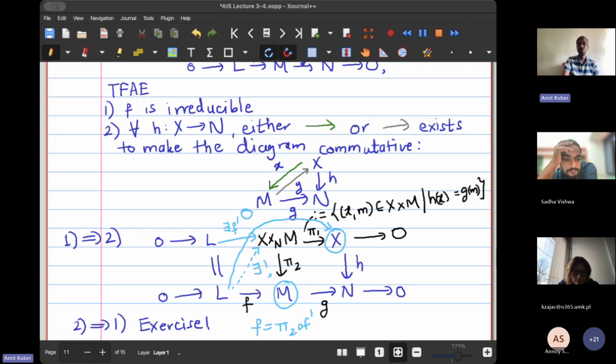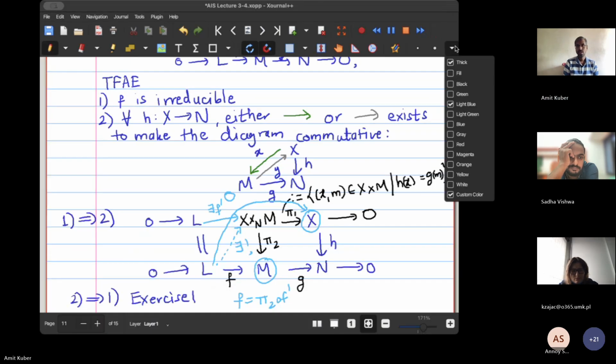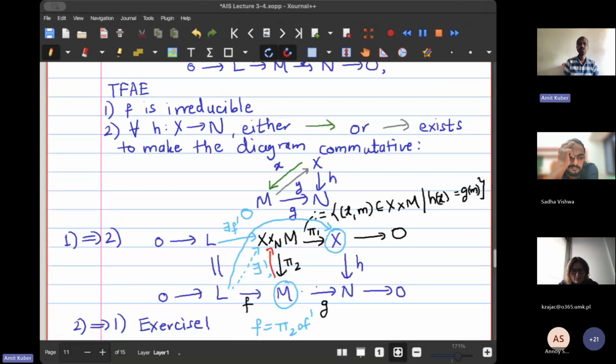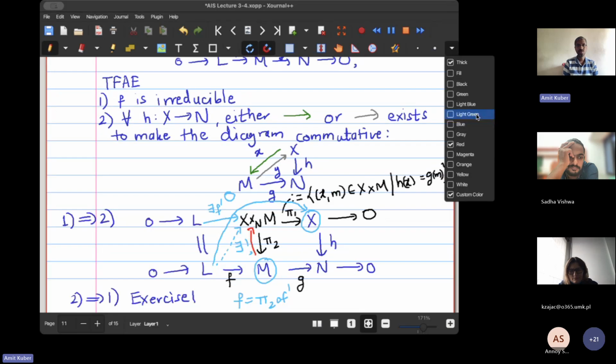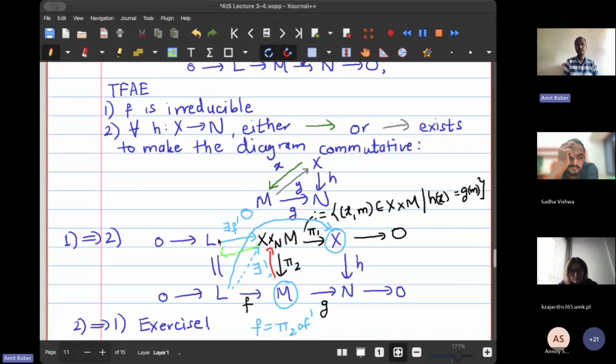And we are assuming 1, which means F is irreducible, which simply means that either pi2 is a split epi or F dash is a split mono. If pi2 is a split epi, then the red arrow will exist, from M to X, which gives a map such that the triangle commutes. Or else the green arrow will exist, if F dash is a split mono.